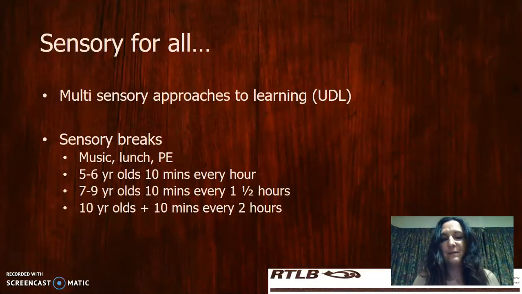Of course, sensory for all is really important, that everybody, the whole class, will actually benefit. So there's multisensory approaches to teaching and learning, which is what Universal Design for Learning is all about. That's a whole other presentation, so we can look out for that one, because we'll probably be talking about that next year. But also sensory breaks.